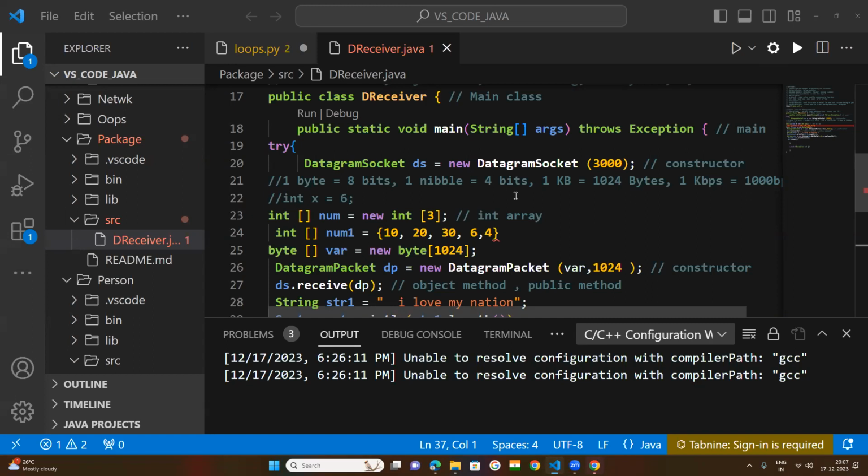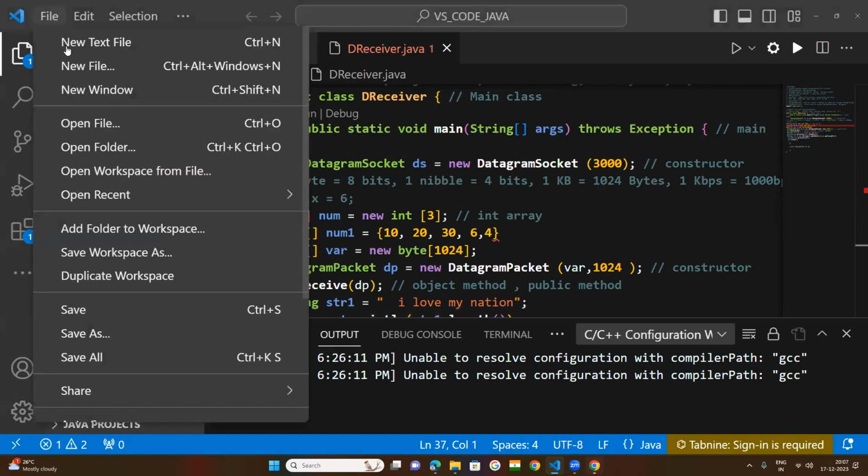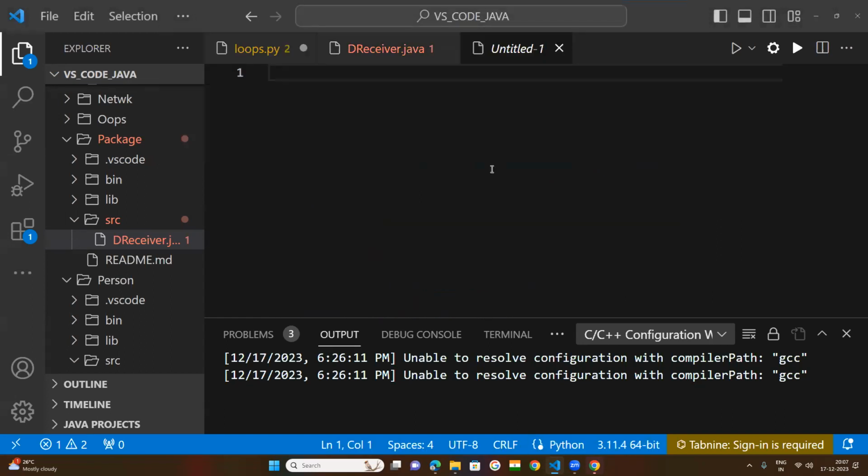Okay. So first of all, let me go to File, New File, Python file. This is VS Code, Visual Studio Code, the IDE for programming.